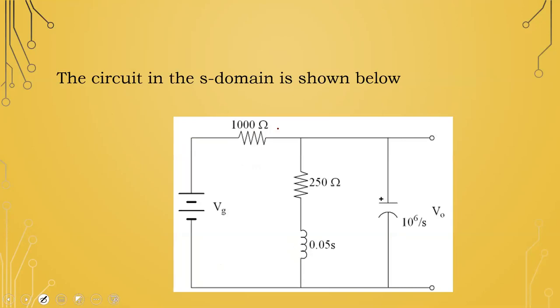So the 50 millihenries would be 0.05, so we have 0.05 S. And for the capacitance, we have 1 over 10 to the minus 6, so we have 10 to the 6 over S. All right. Now, we defined the transfer function as V0 over Vg.